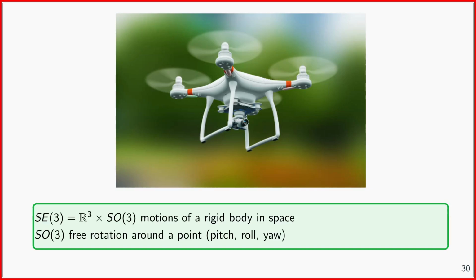And then, of course, for flying objects, you have the space here SE3, which I already described, which is basically all the motions of a rigid body in space, and which is a combination of R3 for the translation of this drone, and SO3, which are all the rotations of this drone in space.